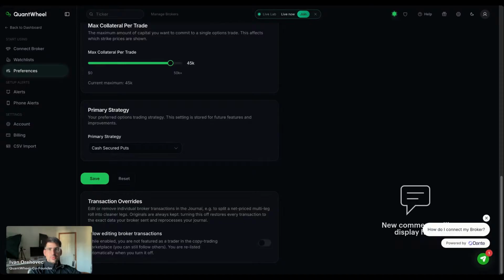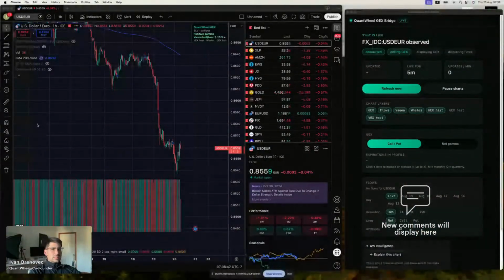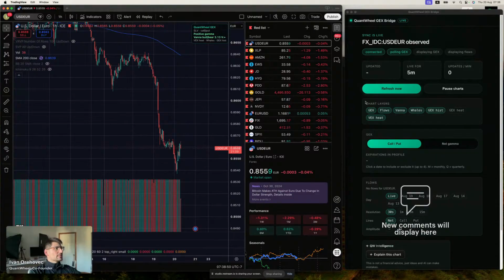All right, next up we have the market update. So let me just get my desktop up and running. I'm just sharing my whole desktop right now, entire screen. All right, so this is the TradingView desktop plus a QuantWheel bridge. As you can see, there's a lot more layers to it right now with VEX, GEX, heatmap, histogram, and whale prints. We're just testing the last bits, and then we will be releasing it.